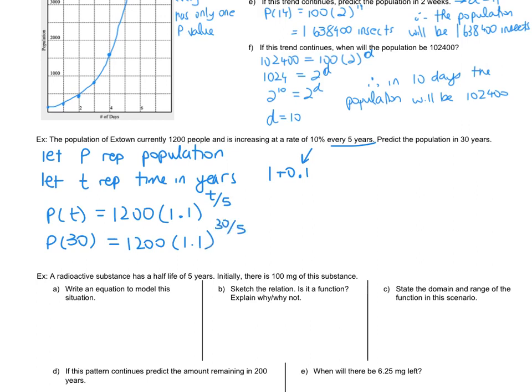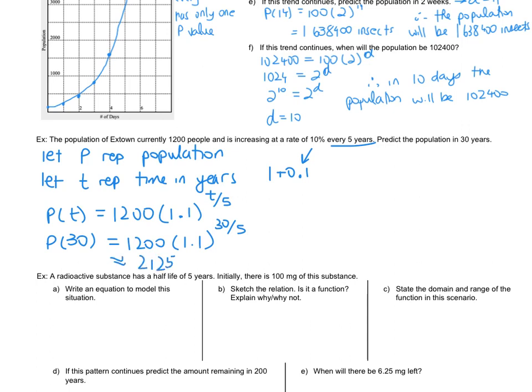So 30 over 5. So if you simplify that fraction in your exponent, that would be 6. So that means that the population increases by 10%, 6 times in that 30-year span. So when you plug this into your calculator, you are going to get a decimal, and it's going to be approximately 2,125.87.